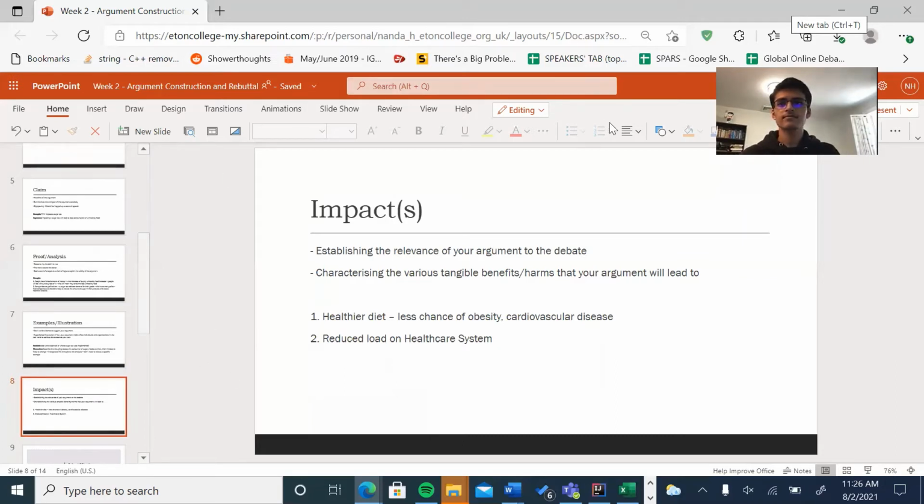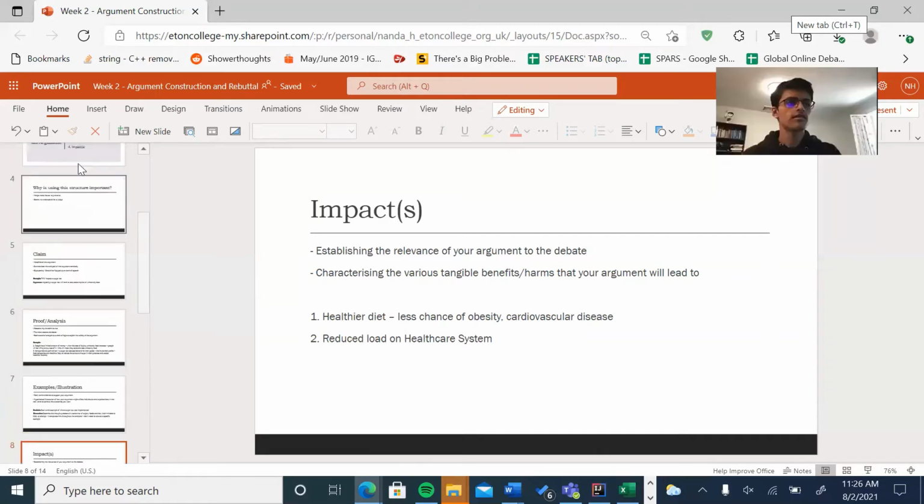Can you just go to that slide which had the overall structure once? Yeah, definitely.